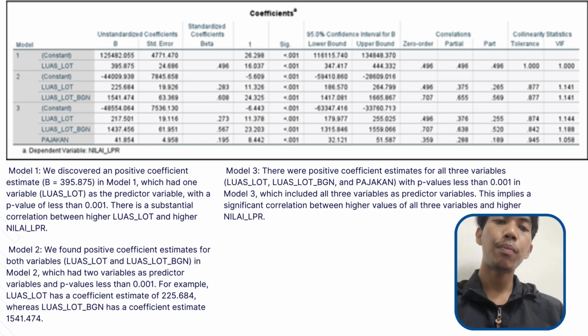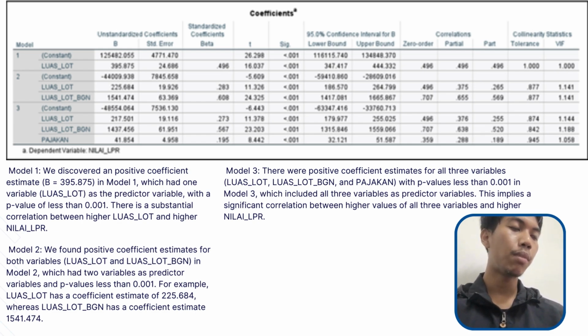For model 2, we found positive coefficient estimates for both variables, luas lot and luas lot bangunan. In model 2, which had two predicted variables, the p-value is less than 0.001. For example, luas lot has a coefficient estimate of 225.684, whereas luas lot bangunan has a coefficient estimate of 1541.474.